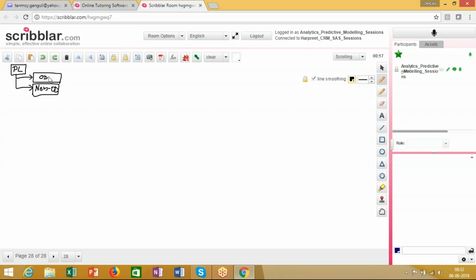So first of all, let's consider why we are looking into an OD versus non-OD segment. Say there are two borrowers who come up to me. There is a borrower A and there is a borrower B. Both of them come up to me asking for a loan.